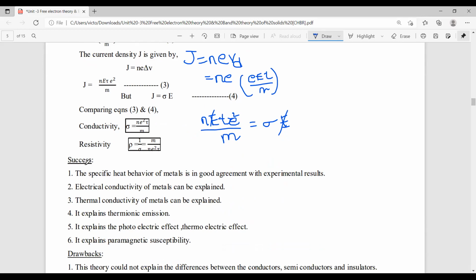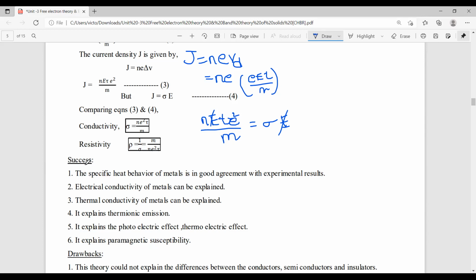So what are the explanations that successfully explain the quantum free electron theory? Let us discuss the success of quantum free electron theory. The specific heat behavior of metals is in good agreement with the experimental value. Actually, in the classical free electron theory, the experimental value is not equal to the theoretical value, in the case of specific heat and also in electronic specific heat.